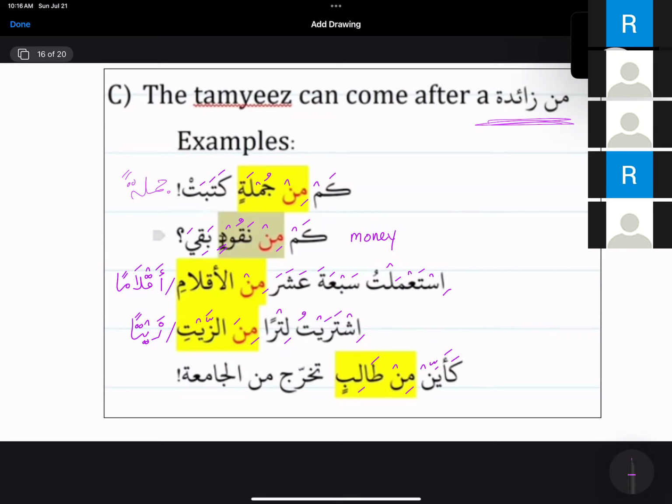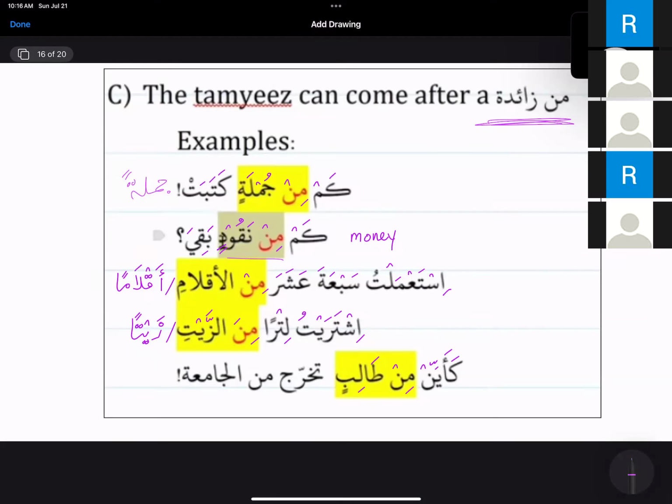Oh, I see. So it is lafzan majroor, but aslan mansoob. I think that kind of concept. Yeah, exactly. So kam min jumlatin katabat. Kam min nukudin. We say nakad, like bill, money, right? Kam min nukudin baki. How many, how much bills or how much money you have left? Baki, right? So min nukudin over here is basically the tamyiz.